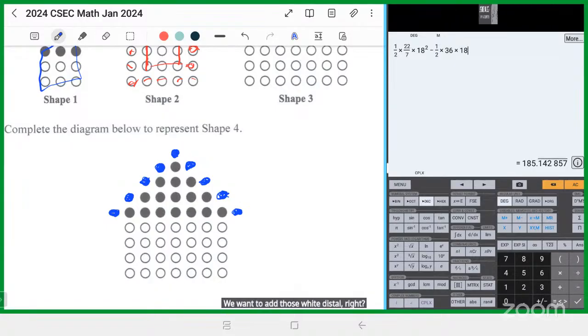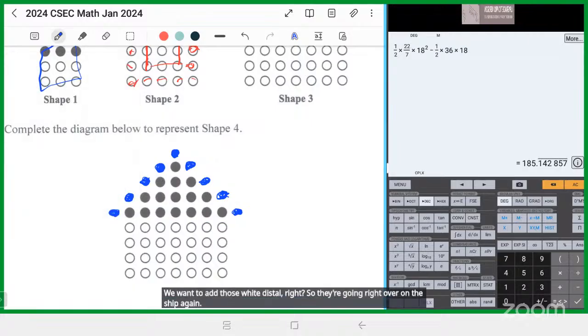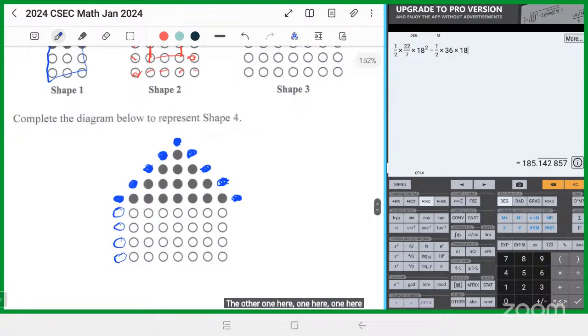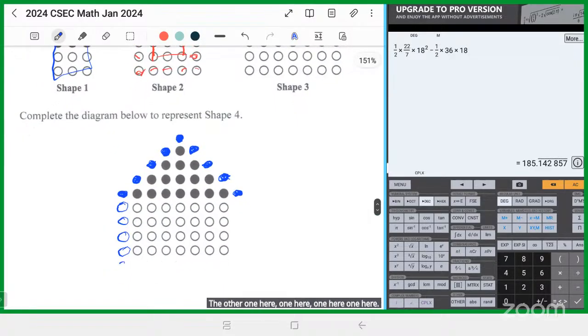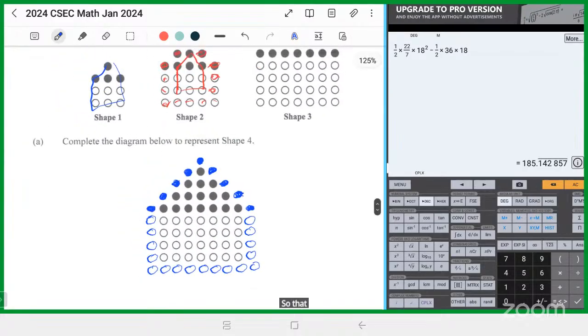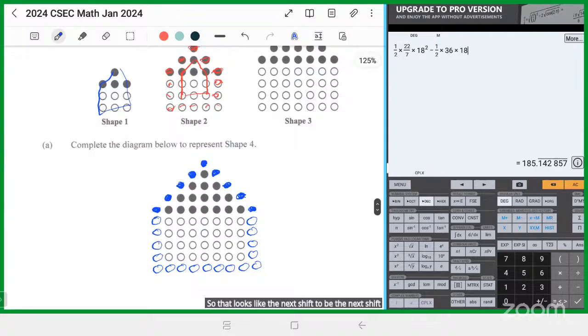So they're going right around the shape again. So you add one here, one here, one here, one here. Then they're going below: one under here, one here, one here, one there, one there, one there. Then on the side. So that looks like the next shape to me. Do you agree? Good? That is it.